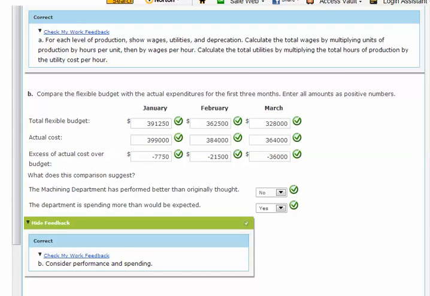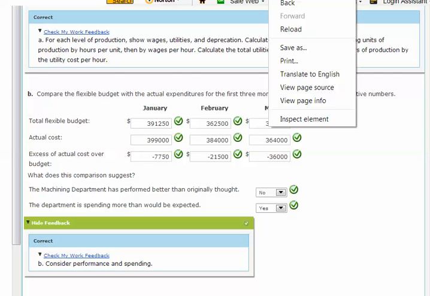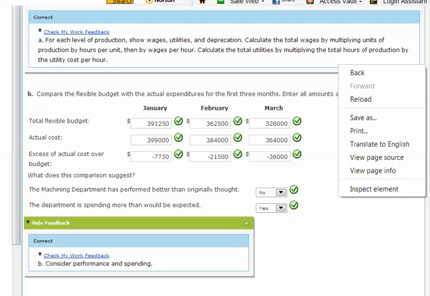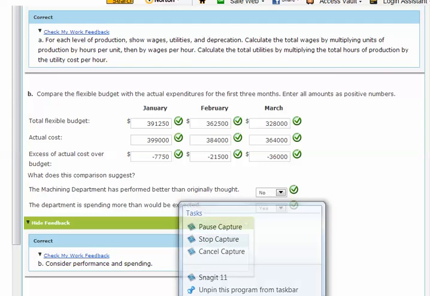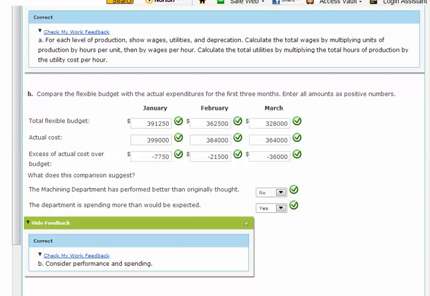Now, let me stop this. There it is. I just looked at this, and it says that all numbers are supposed to be entered as positive numbers. So here I'm over budget on actual cost, so that should actually be a positive number, not a negative number. That's okay. It seems to ignore it anyway.